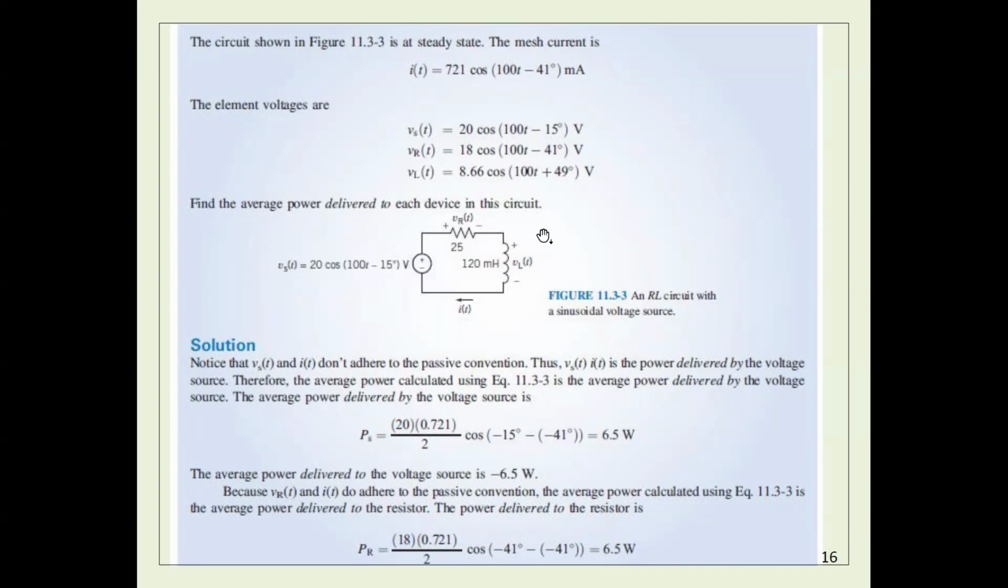Do I need to calculate this one? No, I don't need to. If you want to calculate it, it will be 0, because the average power for an inductor or capacitor is 0. It's only about average power, not complex power. So the average power here would be 0, and now you can apply power conservation. The average power generated by the source is 6.5, the average power consumed by the resistance is also 6.5, and the average power consumed by the inductor is 0.